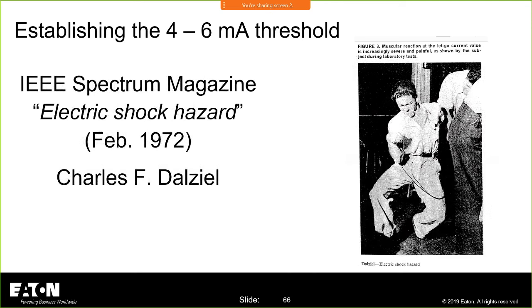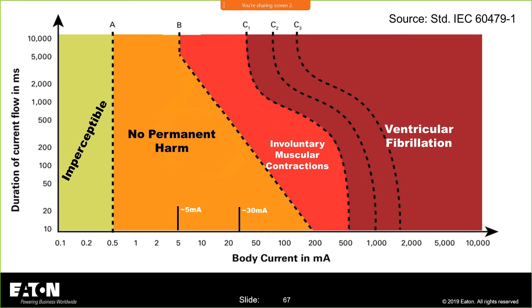In the IEEE Spectrum magazine in 1972, Charles Dalziel published some more of his research, and what you're seeing there is an individual where they put a terminal around his bicep, and they put a metal bar in his hand, and they were testing the let go threshold to determine those let go thresholds. And so we have a lot of information that helps us understand when current comes through the body, what is imperceptible, when will there be no permanent harm, but you have perception of that current.